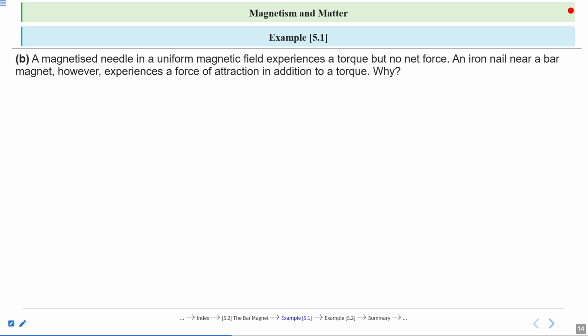You may have seen that when we place an iron nail near the magnet, it is attracted towards the magnet. So why does the iron nail experience both torque and force? It will rotate. When it comes towards the magnet, it will change its orientation, but it is very fast, you cannot detect it. Also it will experience force, due to which it will be attracted towards the magnet. So why? We will see the reason.